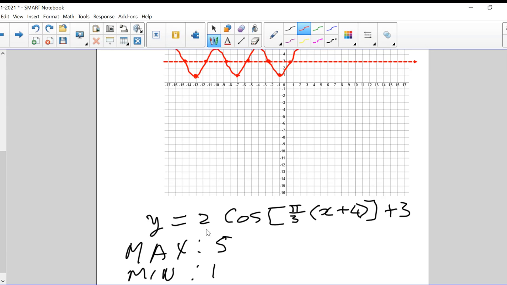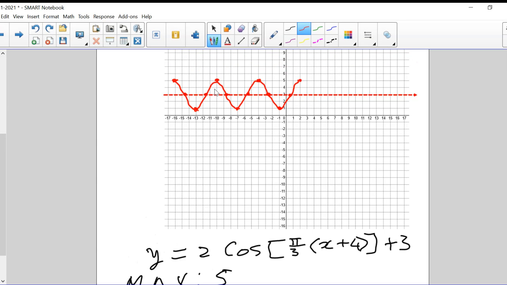If this had been -2, it would still be 5 and 1 because the amplitude is never negative. The A can be negative, but the amplitude is never negative. Amplitude is a distance. So 3 plus 2 gives me the 5, that's the max. 3 minus 2 gives me 1, which is the min. So I know where the curve is bouncing between 5 and 1.